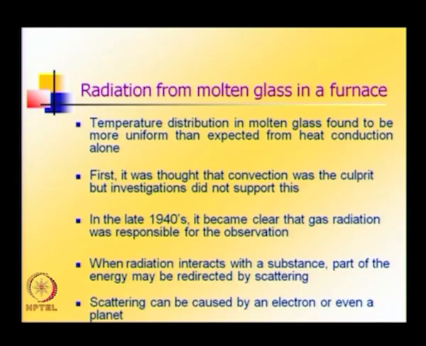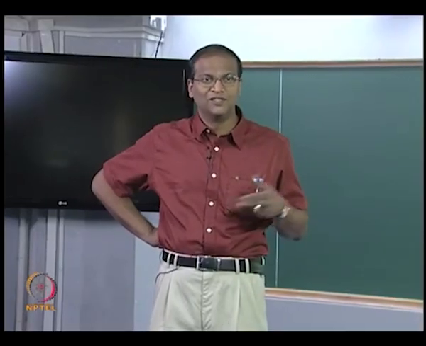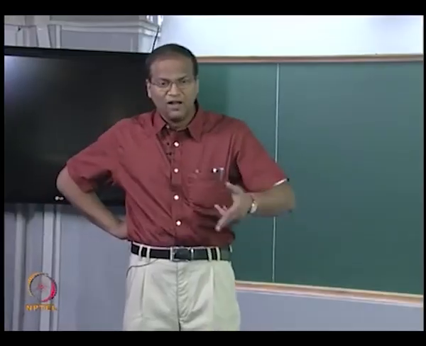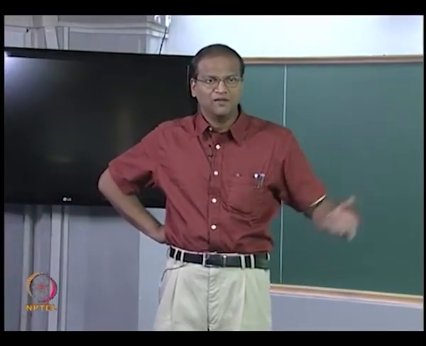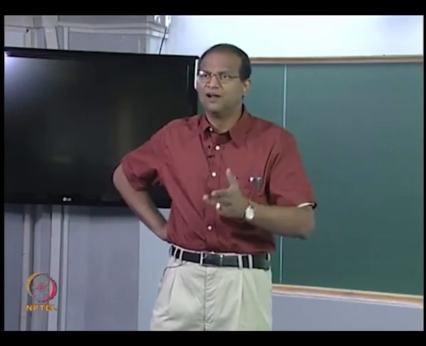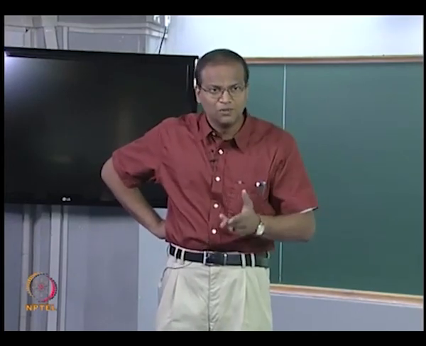When radiation interacts with the substance, part of the energy may be redirected by scattering. Scattering can be caused even by an electron, or it can be caused by a planet also. These are the length scales which are involved in scattering. Depending upon the length scale, I will use different theories of scattering. If it is very small, I will use only Rayleigh scattering. Rayleigh scattering was studied by Raman, and that's why the sky is blue and all that.